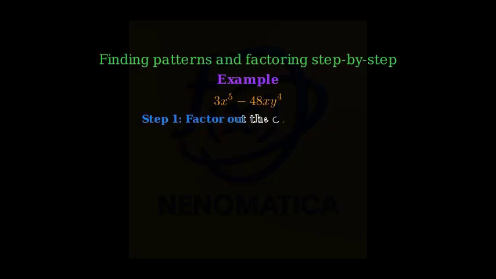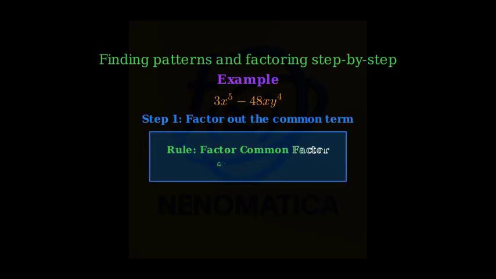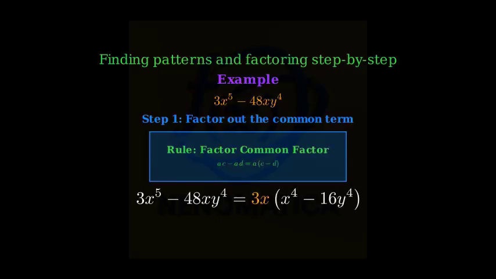Let's start with our first example. We need to factor the expression 3x to the fifth power minus 48x y to the fourth power. Our first step is to identify and factor out any common terms. Looking at our expression, we can see that 3x is a common factor in both terms. So we factor out 3x, giving us 3x times the quantity x to the fourth minus 16y to the fourth.